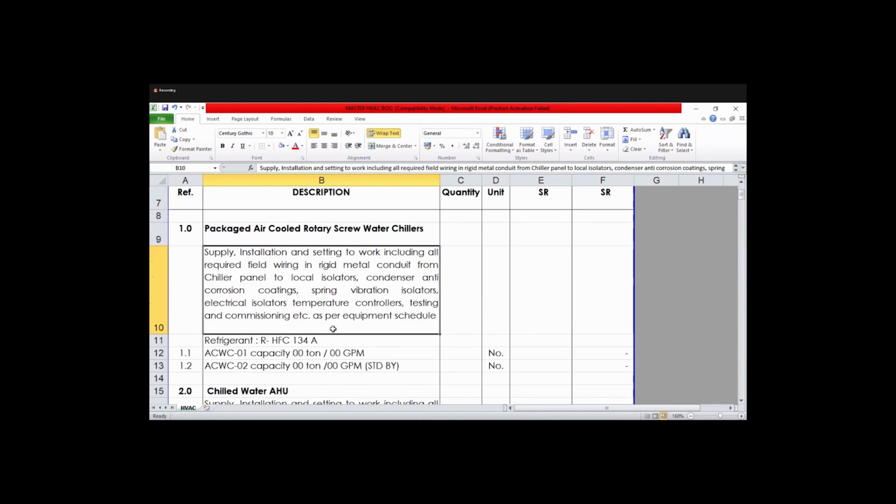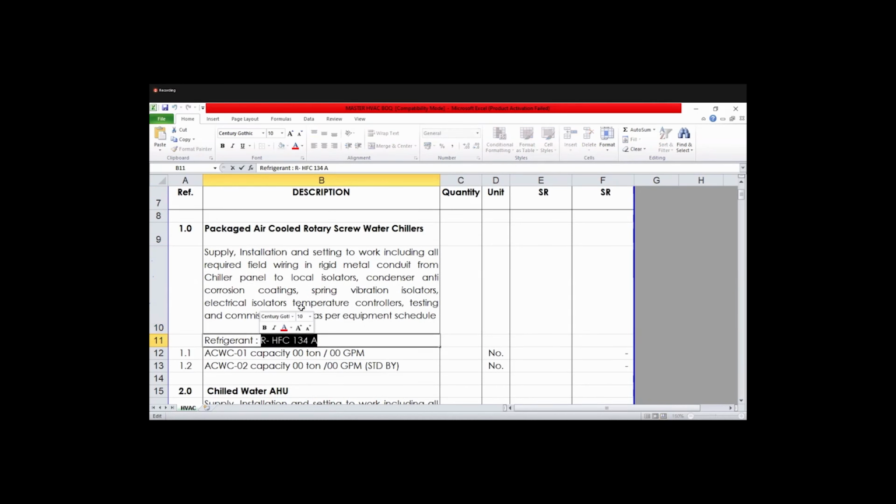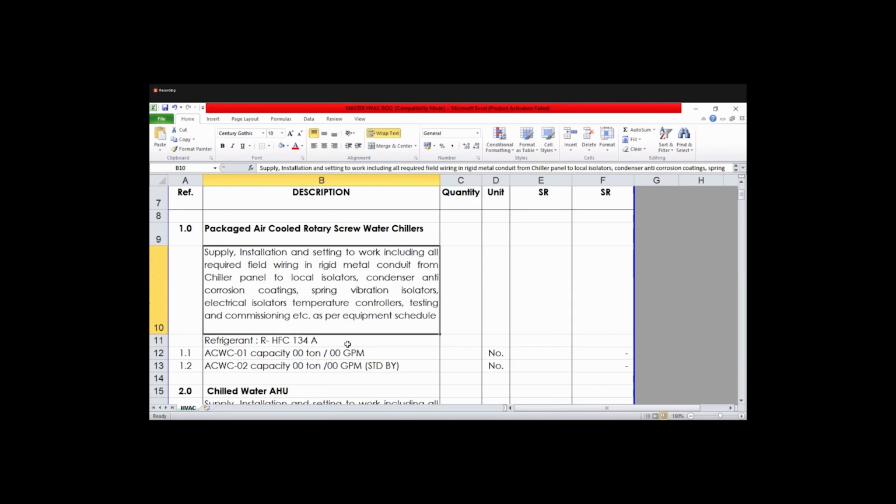So what should be the refrigerant? The refrigerant should be HFC 134A. So this is a type of refrigerant. In some cases it is HFC 14A, which is a different refrigerant. So nowadays they are mostly using 134A.